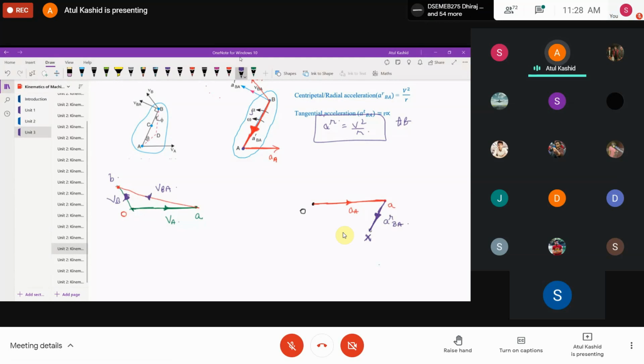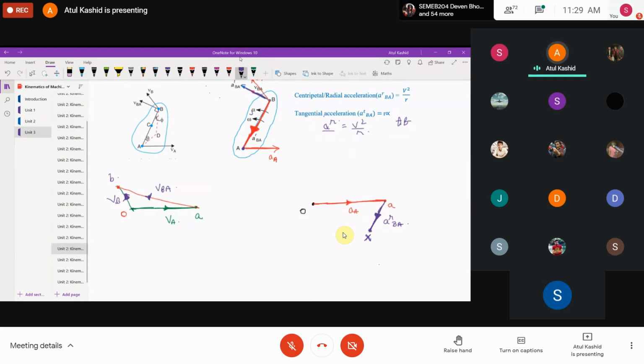Now, this is the point X. I got this point X because I knew the magnitude of this radial acceleration, right? Next, for the acceleration of B with respect to A, I have drawn the radial component of BA. Now, what is remaining? The tangential component of BA, right? Now, I know the tangential component of BA is perpendicular to the link, right? So whichever AB link we have, the tangential component will be perpendicular to that link.